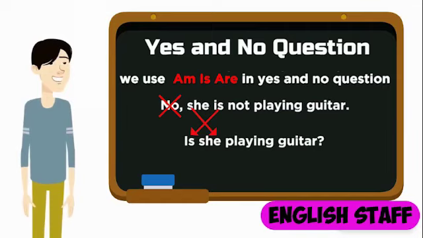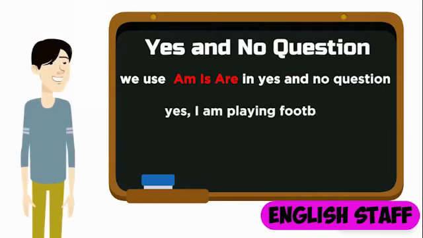Let's take another example. Yes, I am playing football. This is the answer. And here I want the question. So what will be the question? The same steps. First, we cancel the yes. Then we make a scissor for I and am. So the first word we will write in the question will be am. Then I. But wait a minute.